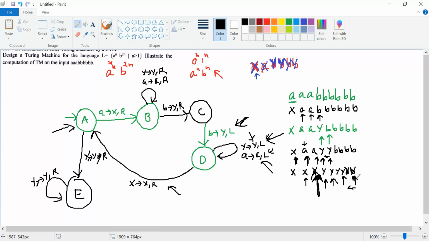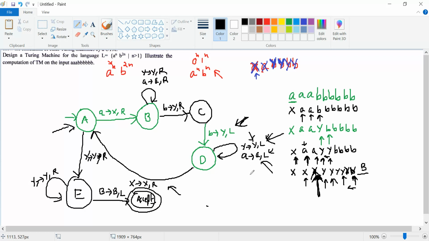Keep moving, and then if you reach here, then if you again move right, you will see a blank. So if you see a blank, you have to accept this one. See a blank, don't do anything, just move left one step and accept, right? So that's the Turing machine for this language.